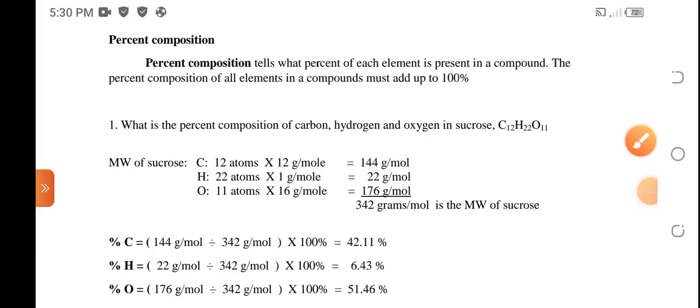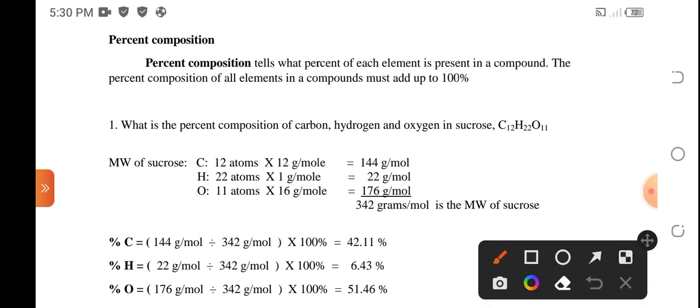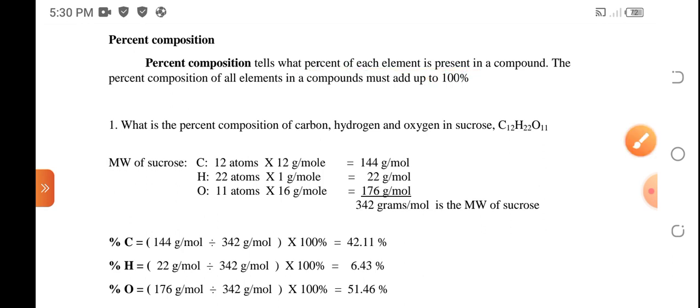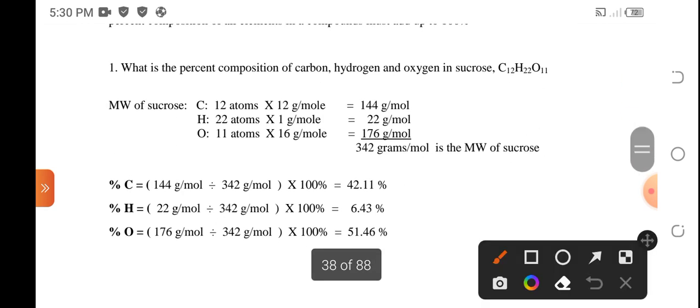Okay, now for the percent composition computation. Percent composition tells the percent of each element present in the compound, and the percent composition of all the elements in the compound must add up to 100%. First problem: what is the percent composition of carbon, hydrogen, and oxygen in sucrose?